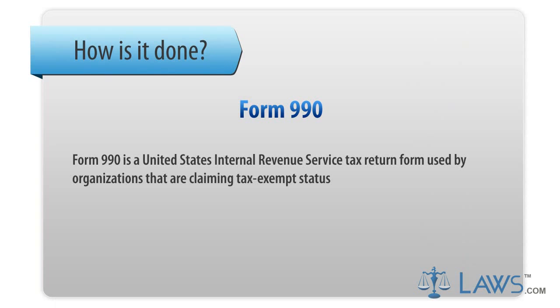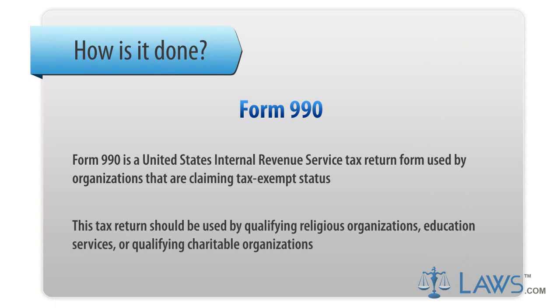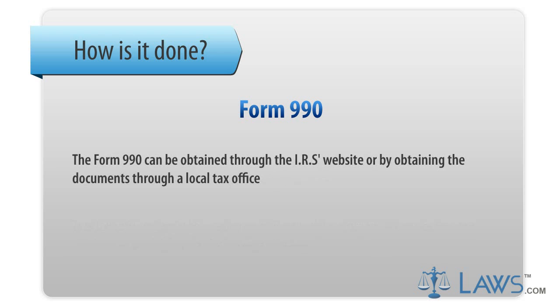Form 990 is a United States Internal Revenue Service tax return form used by organizations that are claiming tax-exempt status. This tax return should be used by qualifying religious organizations, education services, or qualifying charitable organizations. The Form 990 can be obtained through the IRS's website or by obtaining the documents through a local tax office.